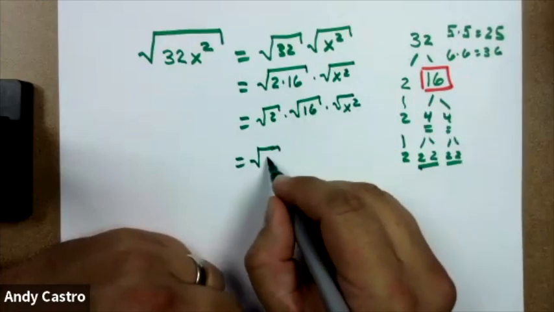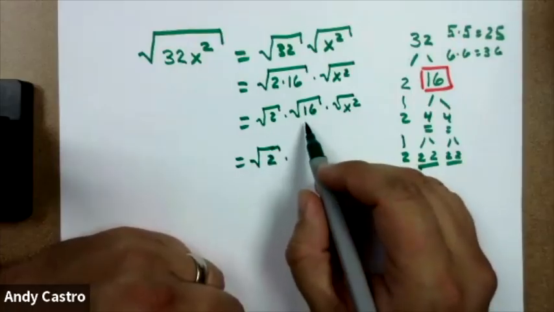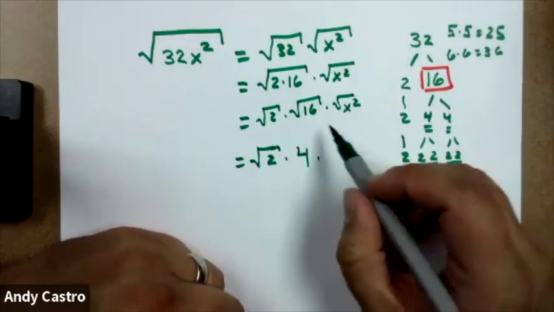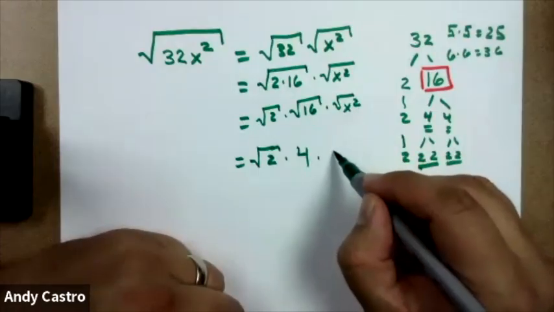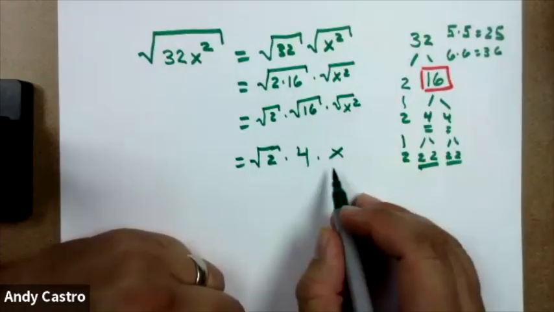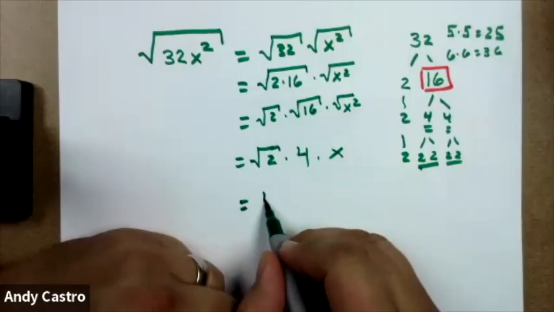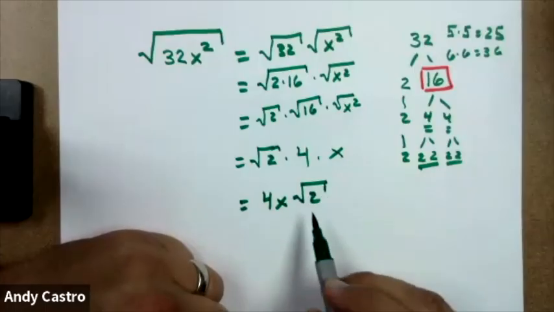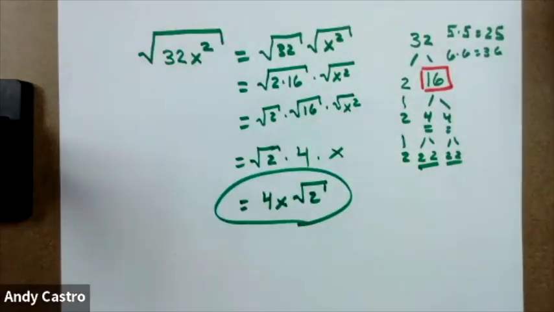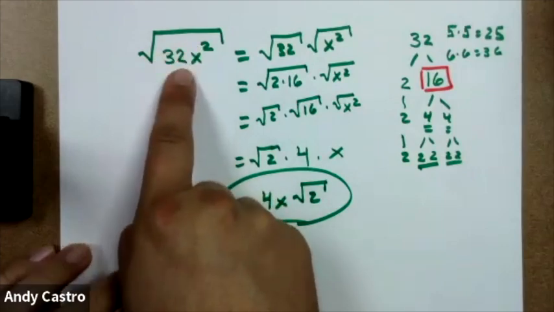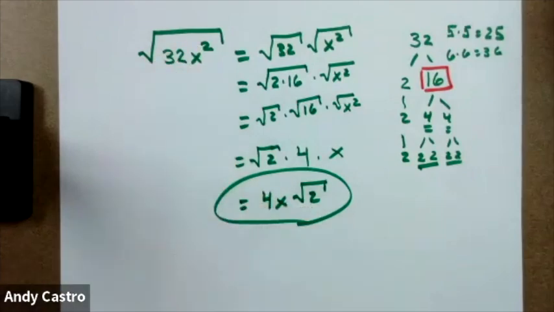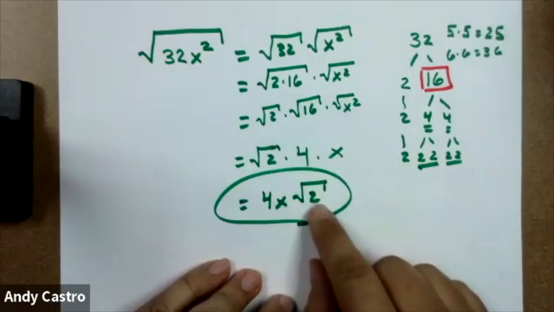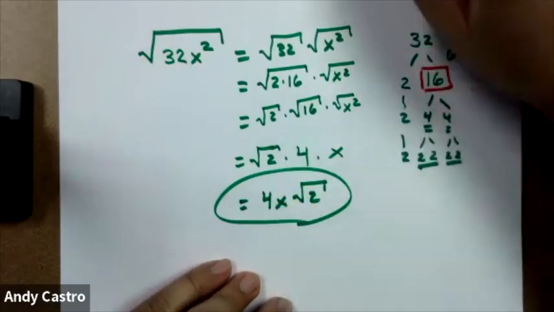This is the square root of 2 times square root of 16 is 4 times the square root of x squared is x. So I can multiply things in any order I want. I'm going to do the 4 first, then the x, and then the square root of 2. That is my final answer. So basically what we're doing is we're simplifying what's underneath the radical into something where we're basically down to a prime underneath the radical sign.